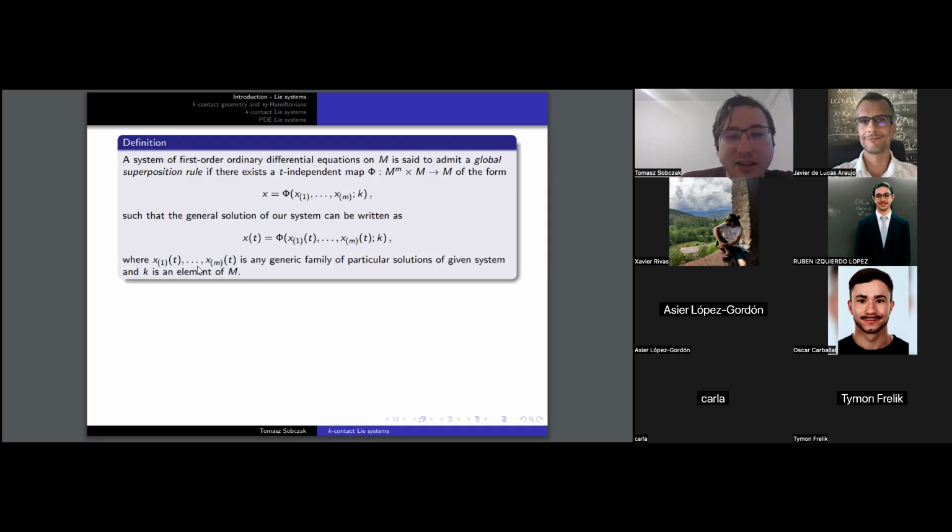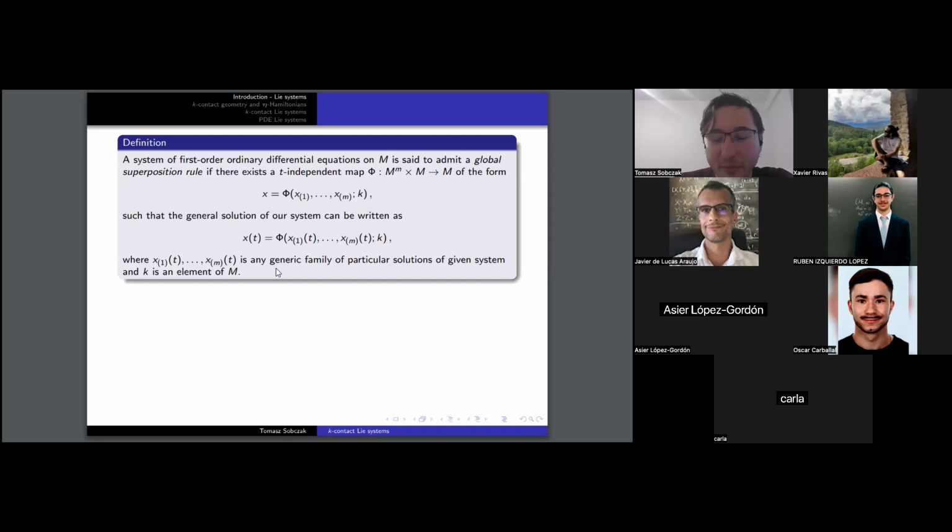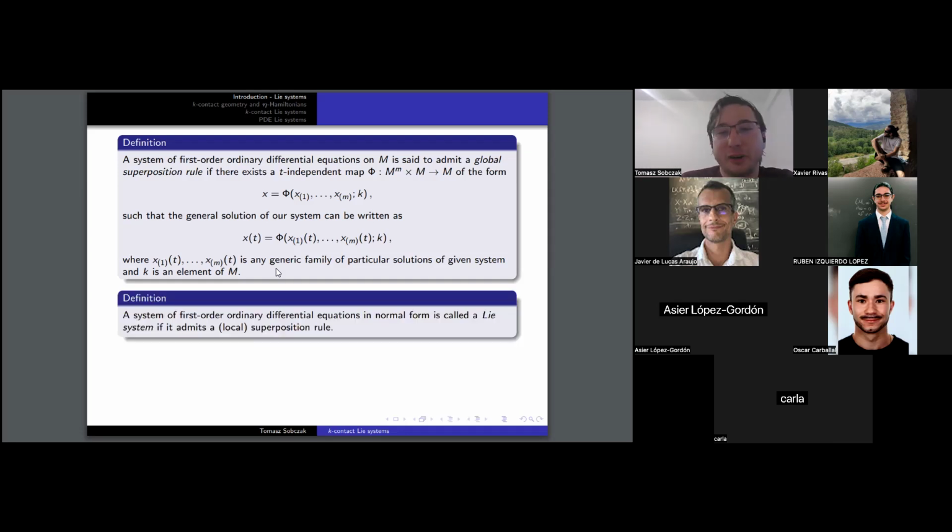And once again, this family of particular solutions has to be a generic family of particular solutions. I don't want to go into details, they are more technical, but as an idea, we have M particular solutions, or just the constants, and we can recreate a general solution for our initial problem. And if we define the superposition rule in such a way, we can say that a Lie system is just a system of first order ordinary differential equations which admits a local superposition rule.